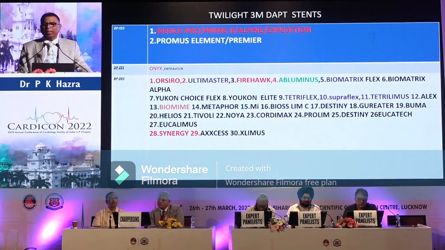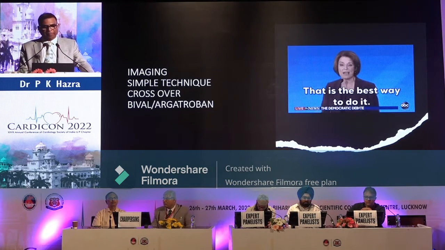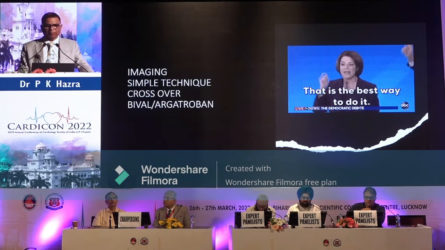Now, in the Twilight trial, with 3 months of DAPT, all these are the stents which have been tried, which includes BP-DES and DP-DES. Many of these stents are not available in India, but they have been tried. So a whole gamut of stents is quite safe in this group of people. So imaging and a simple technique, crossover, bivalirudin, argatroban is my choice. I have not used heparin in these patients for the last 5 years.